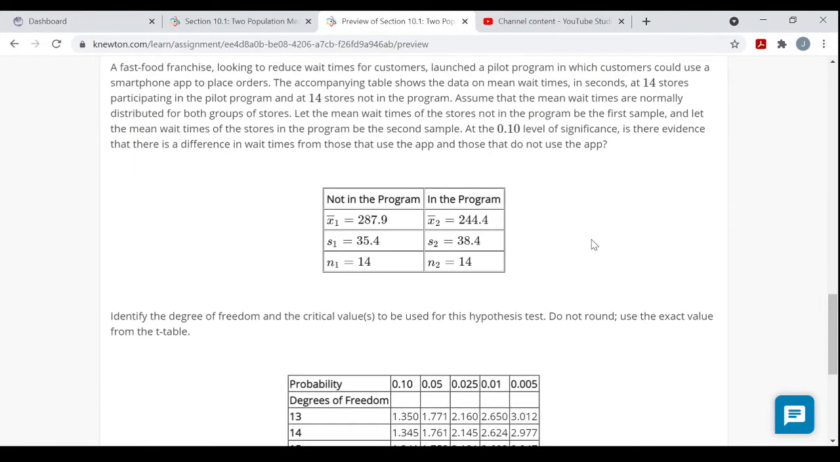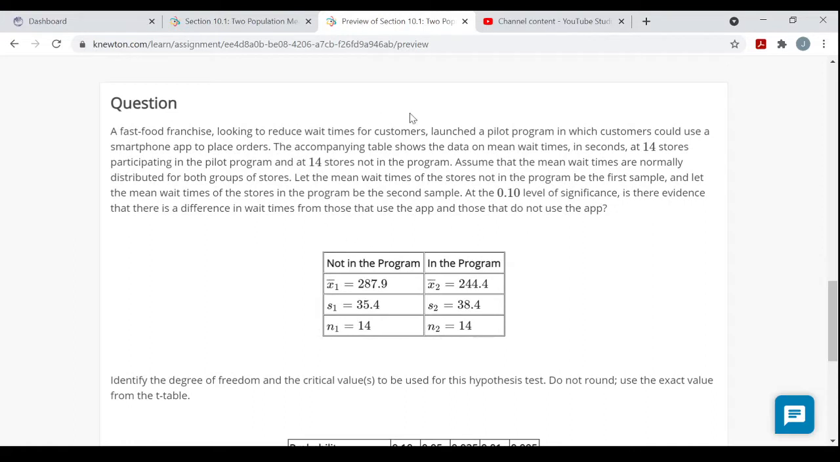Now, notice it never said anything about assuming that the population variances, of the population of people that are not in the program and the population of people that are in the program using the app, were equal. It just said that you can assume that those wait times are normally distributed for both groups, but it didn't say anything about assuming that they were equal.